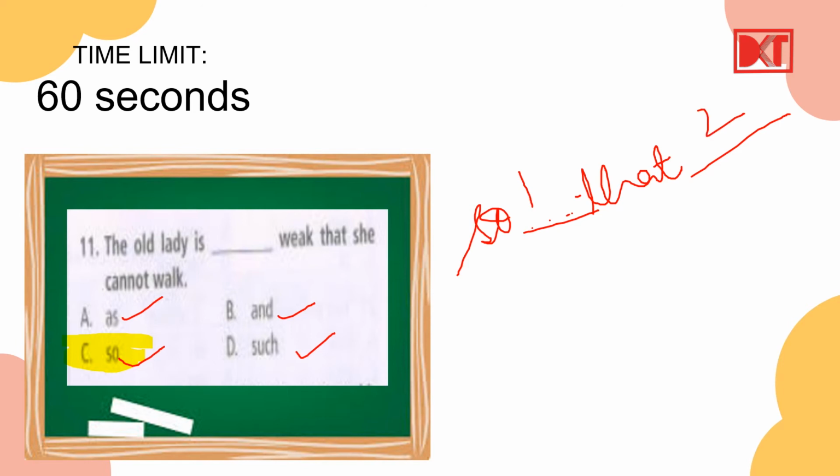So here used sentence 1 which tells us that this condition is stopping the second one from happening. Alright. Or making the second one happen. Kind of linking the dependent and independent. Alright. So the old lady is so weak that she cannot walk.